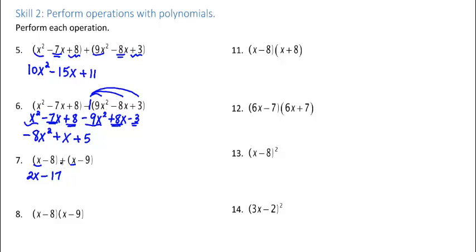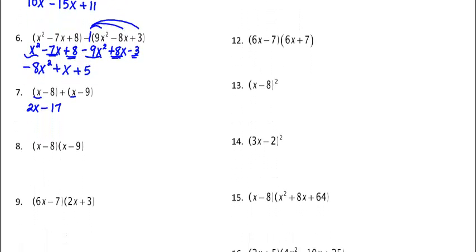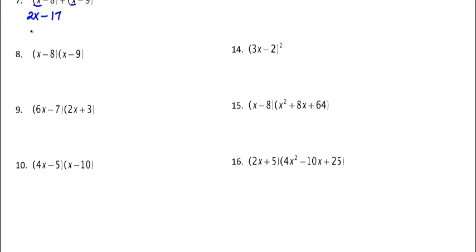Number 7 is separated by an addition sign. Number 8, there's no sign separating those binomials, so that means we're going to multiply by applying the distributive property or FOIL method. We have to say x times x is x squared. X times negative 9 is negative 9x. Now distribute the negative 8. Negative 8 times x is negative 8x. And negative 8 times negative 9 is plus 72. So we get x squared minus 17x plus 72.